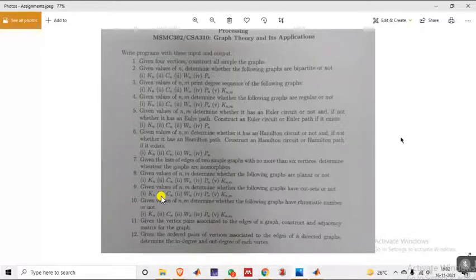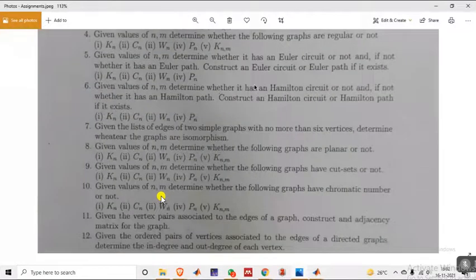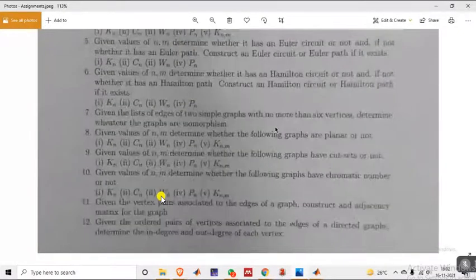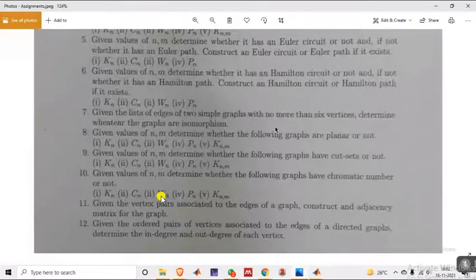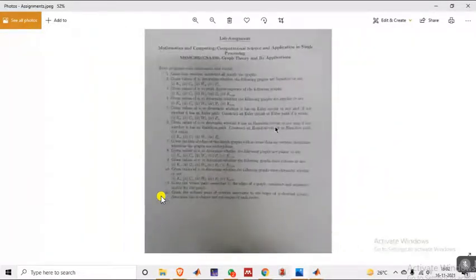If I'm not wrong, the graph theory part of the practical things is completed. If you need any doubt clearing session about these things, you can post in the group. We can discuss there itself. And if you need a particular class, it will be done on the particular topic, whatever the problem which you are unable to solve.